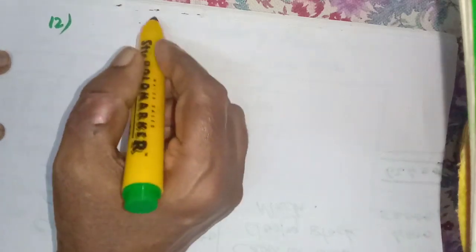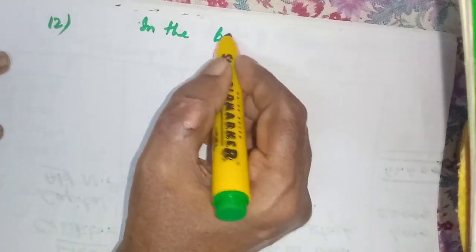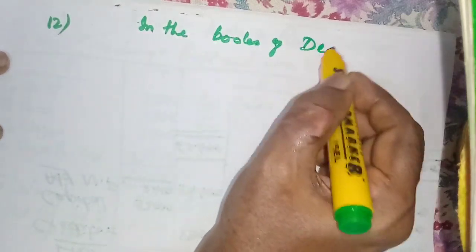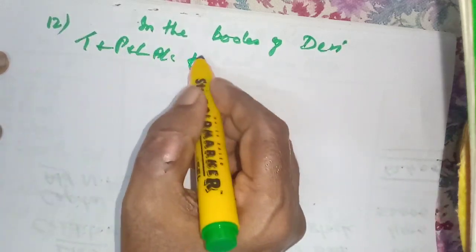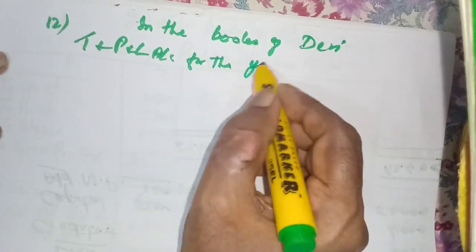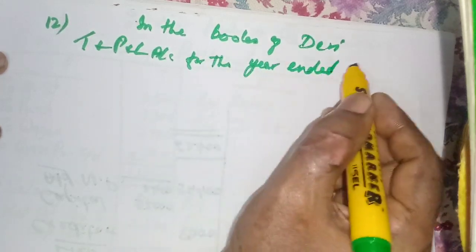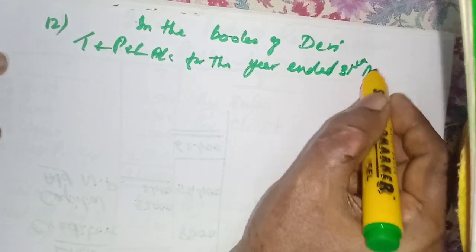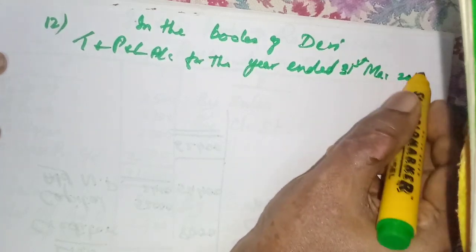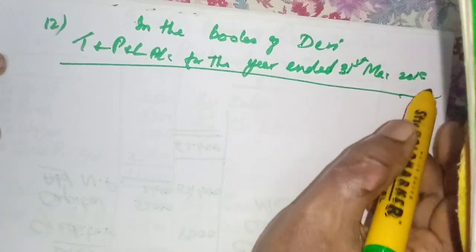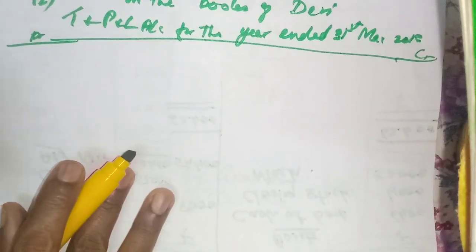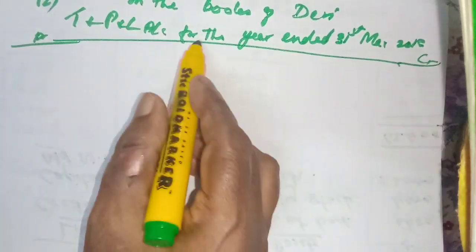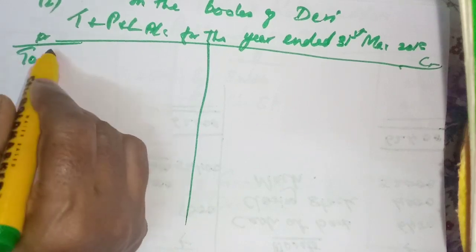Okay, so first in the books of Dairy, trading and profit and loss account you write fully, for the year ended 31st March 2018. Okay, credit, debit. First item, opening stock.